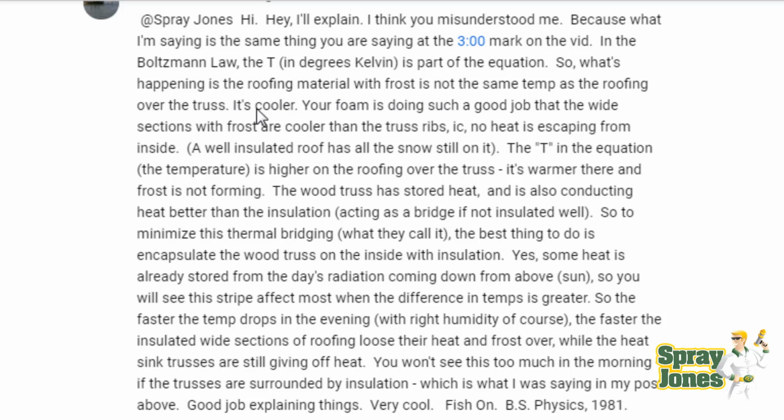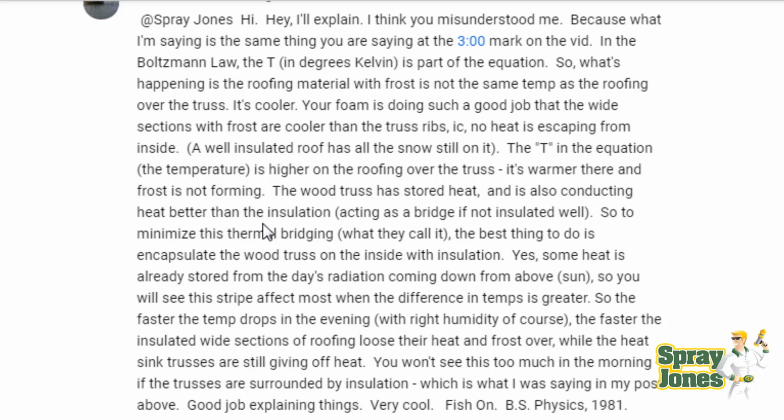It's cooler. Your foam is doing such a good job that the wide sections with frost are colder than the truss ribs. No heat is escaping from the inside. Yay! I agree. A well-insulated roof has all the snow still on it. That's what people think. The T in the equation, the temperature, is higher on the roofing over the truss. It's warmer there and frost is not forming.